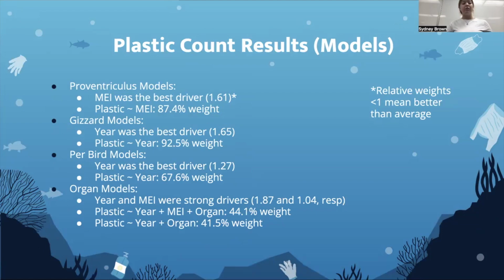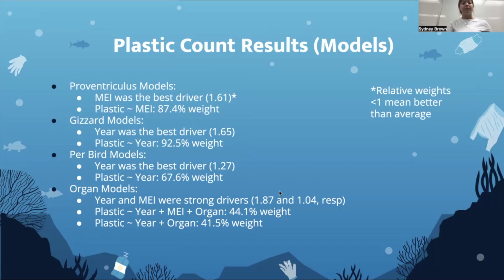And when it comes to the gizzard, we saw that pattern for year, with year being the best driver, and the simplest model involving year once again having the highest weight, with 92.5%. And when you're looking at per bird, once again, we saw year, granted not as strong of a predictor as when you're looking at the gizzard, but still it's the best performing model, which is just the simple plastic as a function of year.